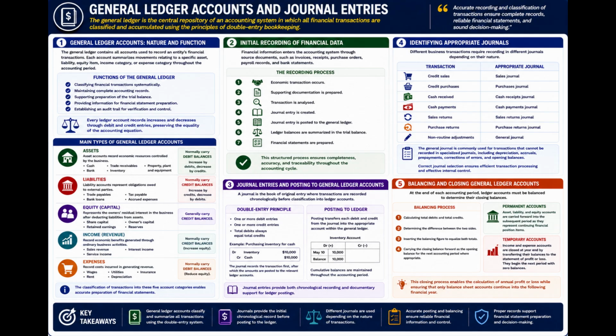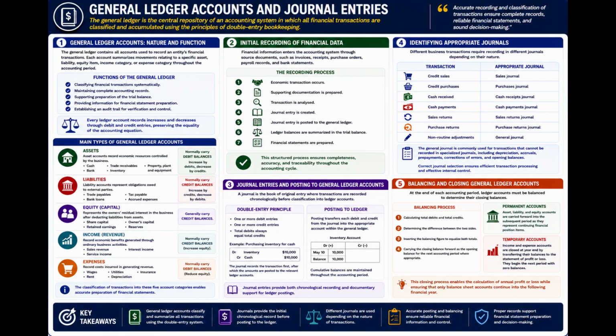2. Initial recording of financial data. Financial information enters the accounting system through source documents, such as invoices, receipts, purchase orders, payroll records, and bank statements. The recording process typically follows these stages. Economic transaction occurs. Supporting documentation is prepared. Transaction is analyzed. Journal entry is created. Journal entry is posted to the general ledger. Ledger balances are summarized in the trial balance. Financial statements are prepared. This structured process ensures completeness, accuracy, and traceability throughout the accounting cycle.